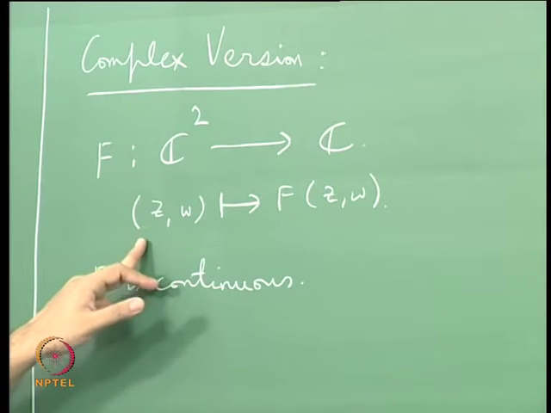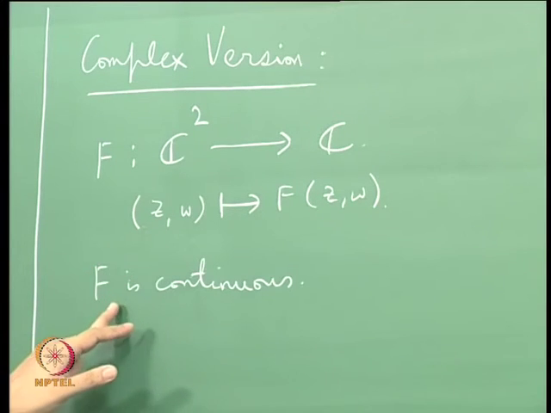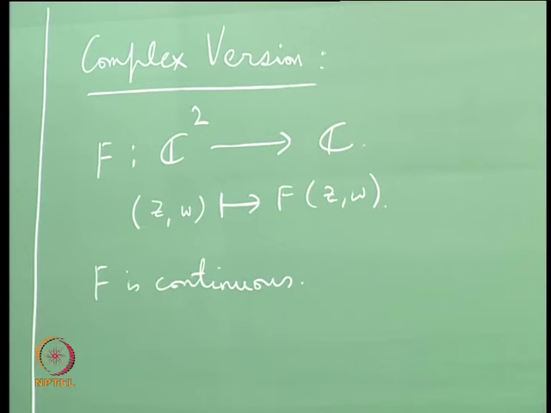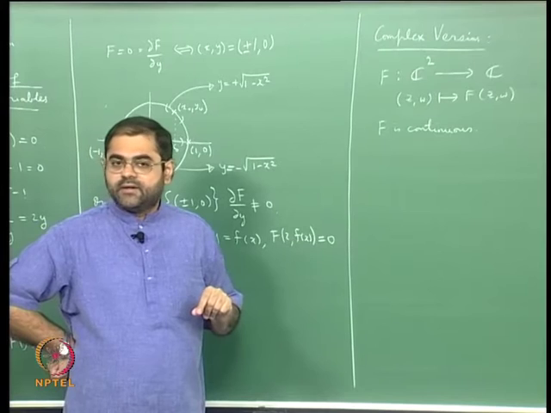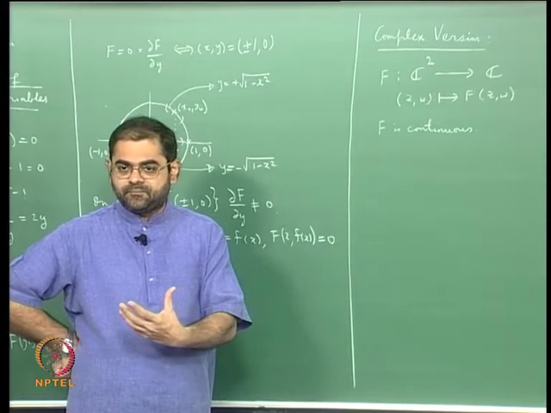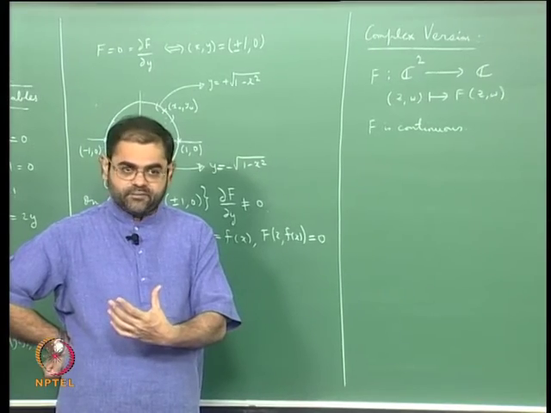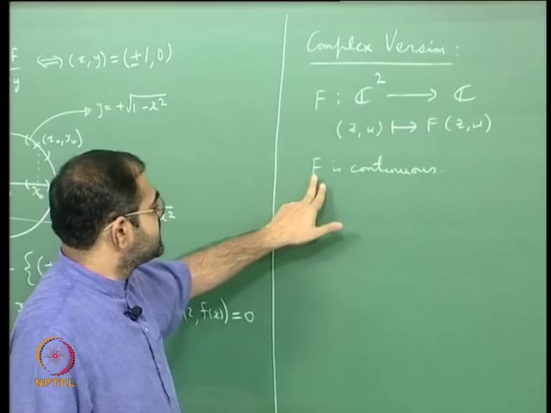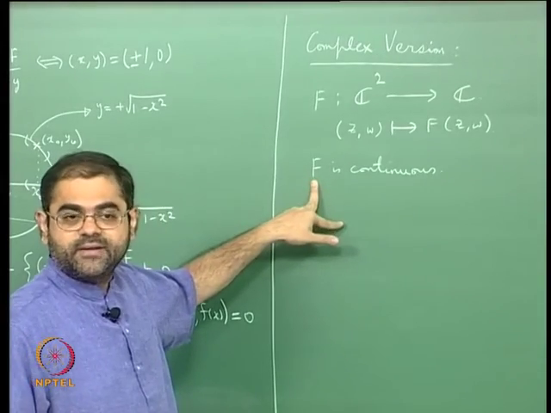Okay, this is what I am assuming when I say f is continuous. Mind you, it implies separate continuity, that is, continuity in each variable, but it is far, far stronger than that. You can easily find functions which are continuous separately in each variable, but put together in two variables they will not be continuous. I am just trying to emphasize that this is stronger than continuity in each variable.